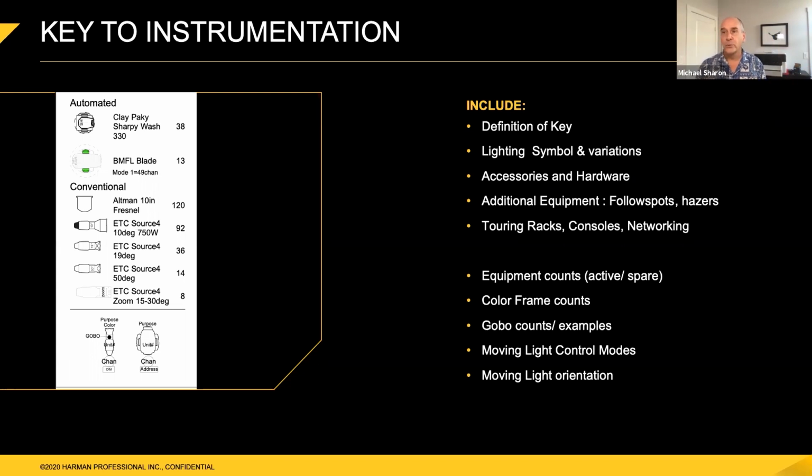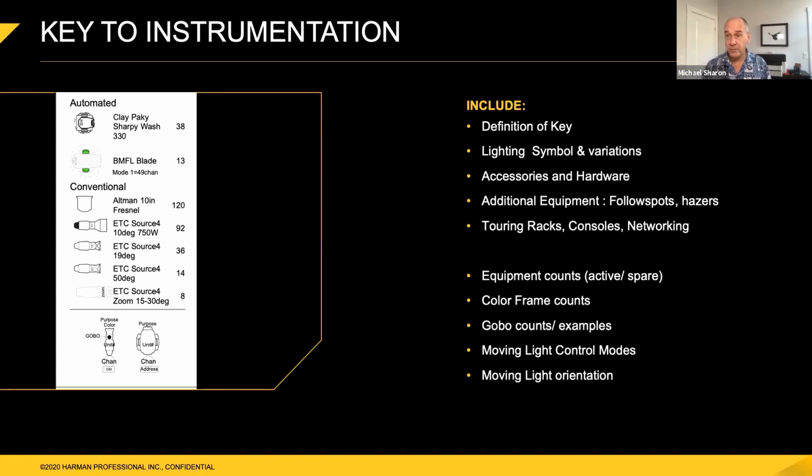Things I'll include are counts on everything so that we'll know that, oh yeah, on this particular show, we've got 38 Sharpie washes. You know, on this particular one, I've got 8 Source 4 zooms. If you've got 3,000 lights, it's really tough to just find those 8. So by calling it out and knowing that, oh yes, we've got 8 of those, it's easier to work around the plot.